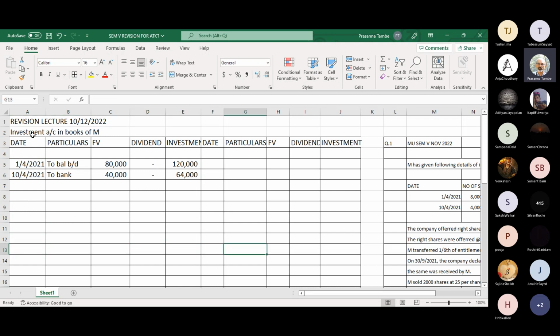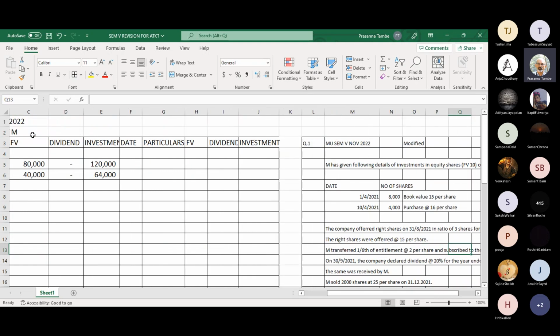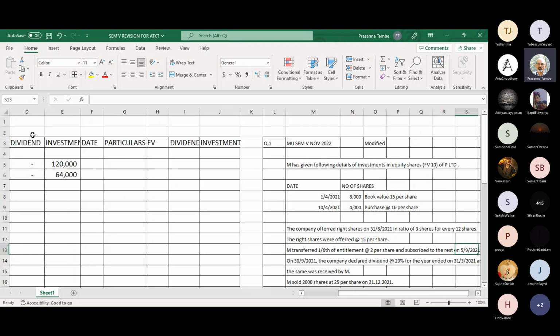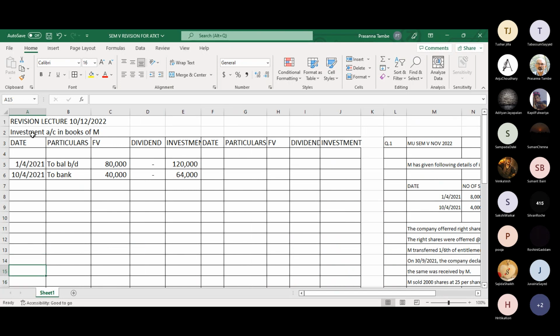Now going ahead, there is a rights issue and the date of the rights issue is 31st August 2021. Now the ratio given is 3 shares for every 12 shares. So let's do some working for this rights issue. Taking notes, first is the rights issue.